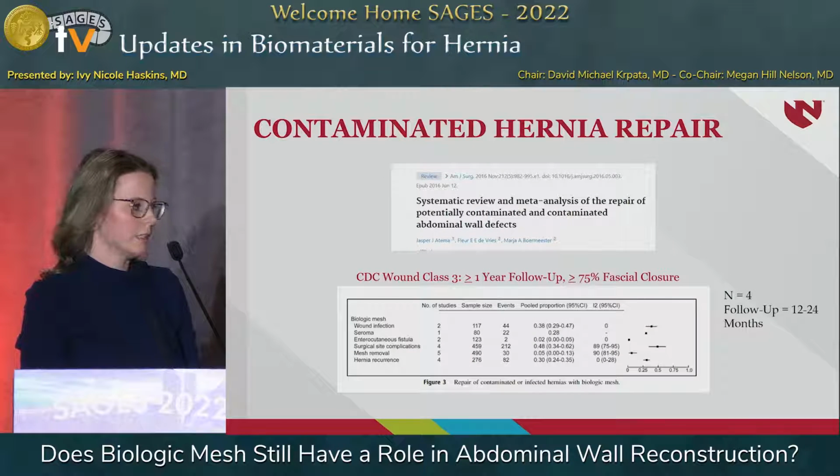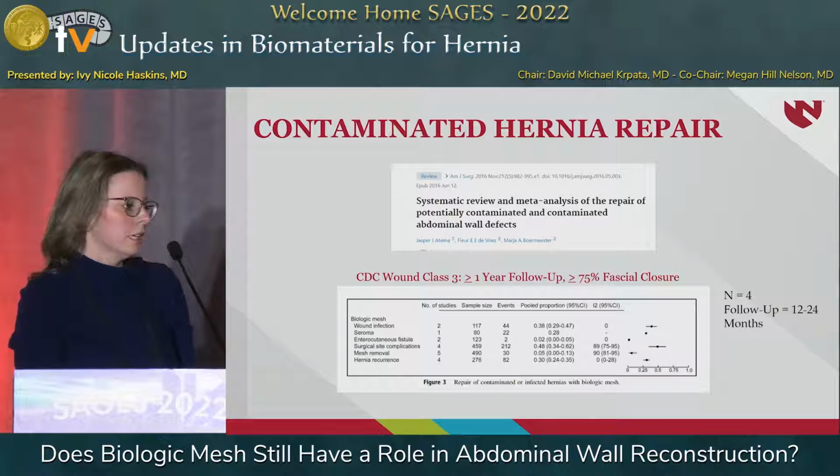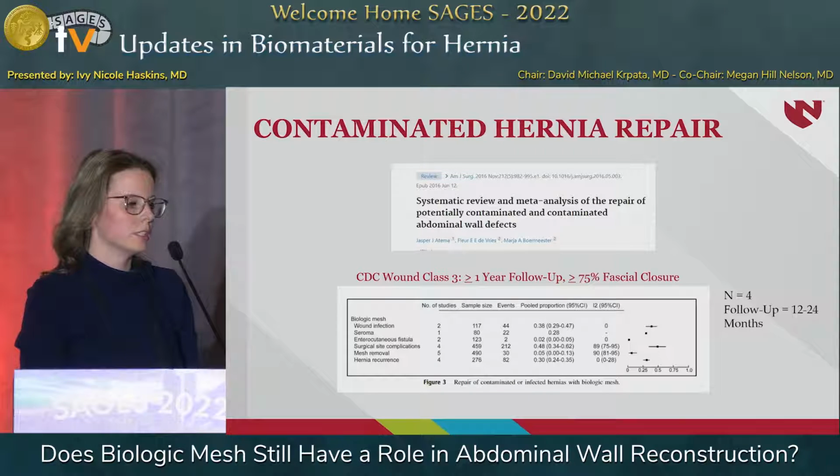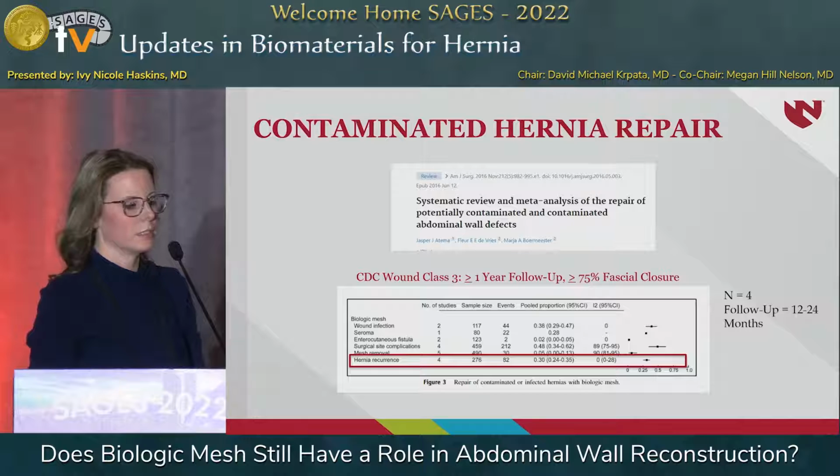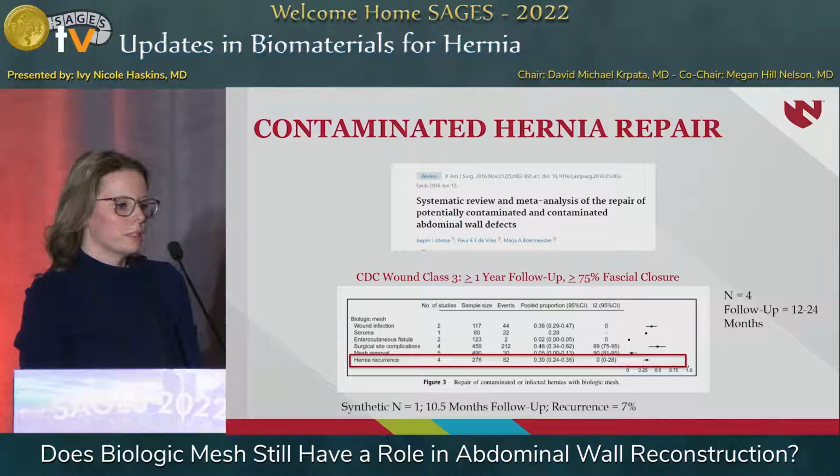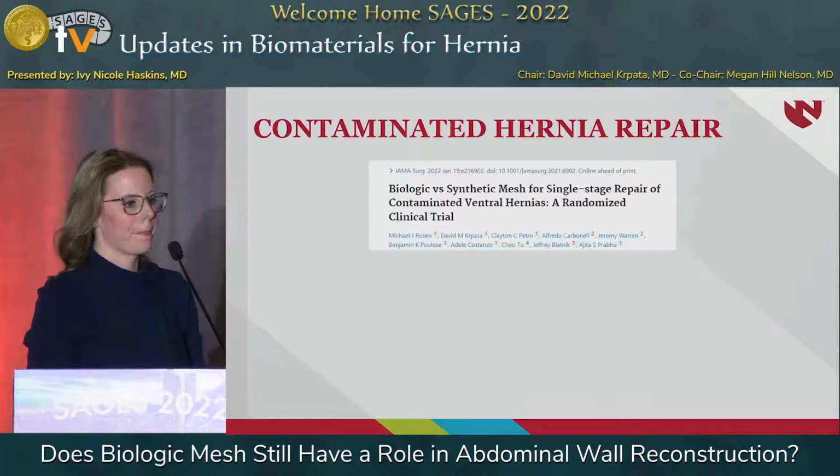But interestingly, as you move up into CDC wound class 3, there's 4 papers for the biologic group with a follow-up that ranged between 12 and 24 months, and the rate of hernia recurrence increased from 9% to 30%. Unfortunately, there was only 1 study that detailed the outcomes using synthetic mesh. They had an average follow-up of 10.5 months and a recurrence rate of 7%.